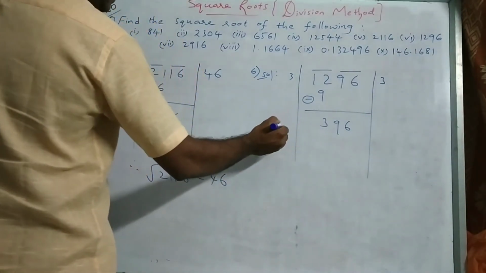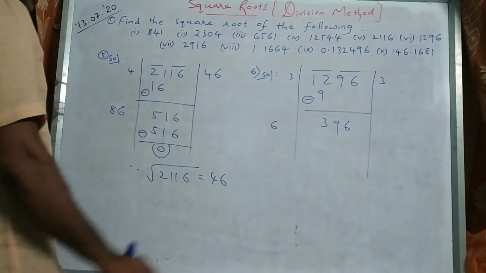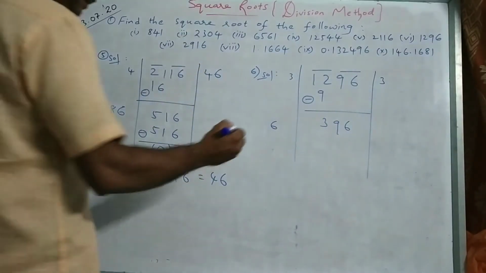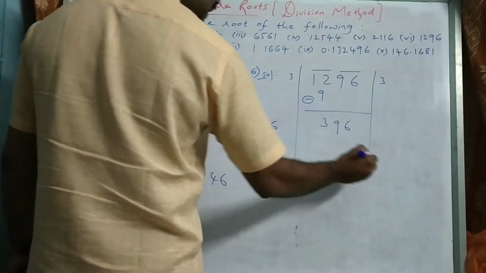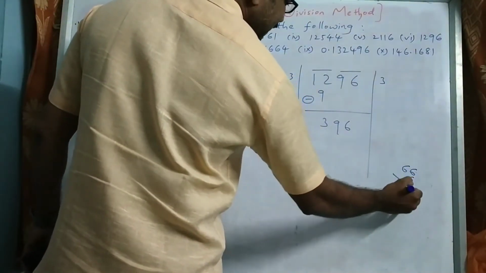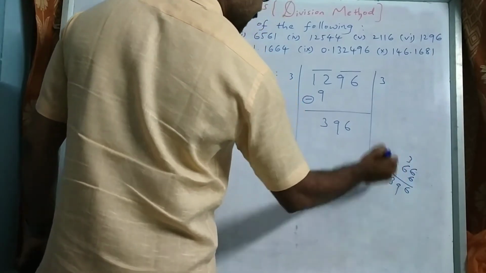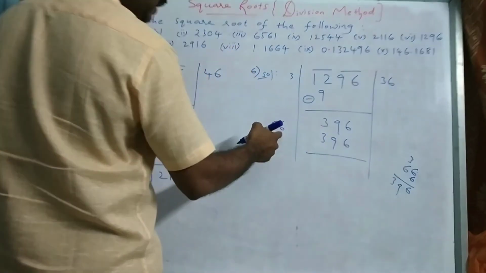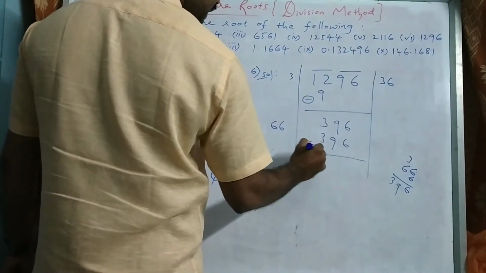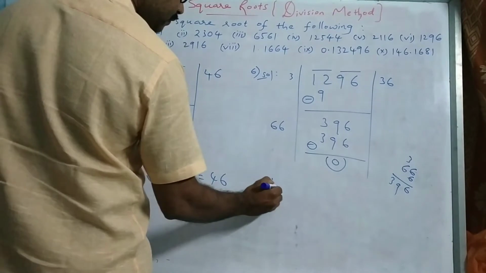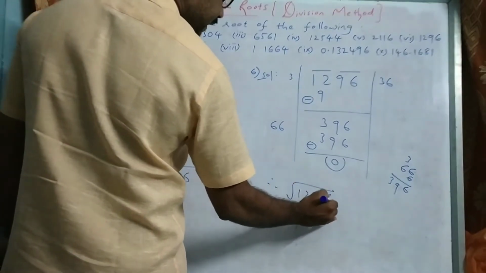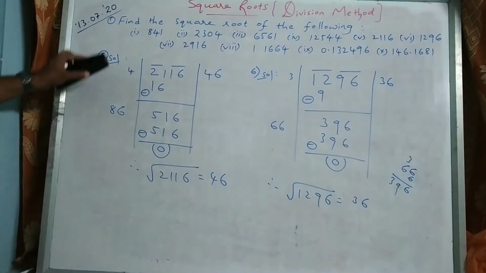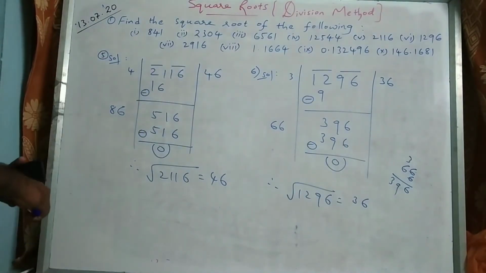Now whatever number we write here, the same number we write there. It depends on the last digit of that number. Since it is 6, we will get either 4 or 6. So 66 6s are, let us see once, exactly 36. If I write 4 here, 64 4s, it is less. So therefore the square root of 1296 is 36. Clear? So this is the procedure we follow.